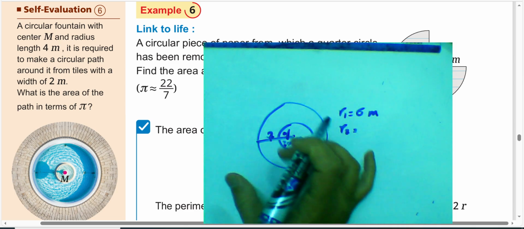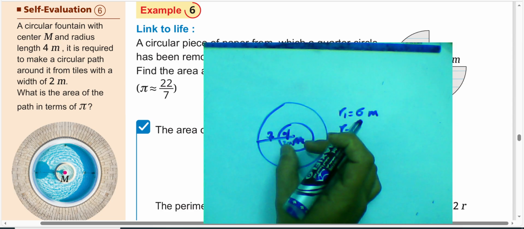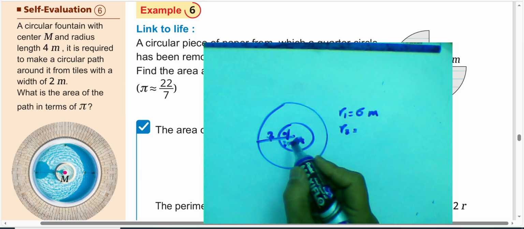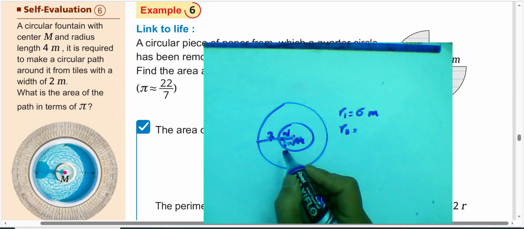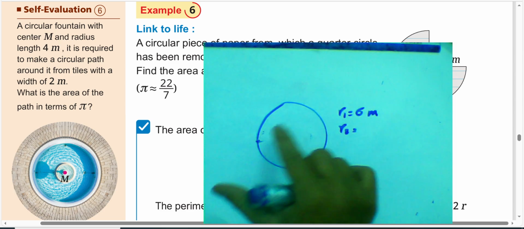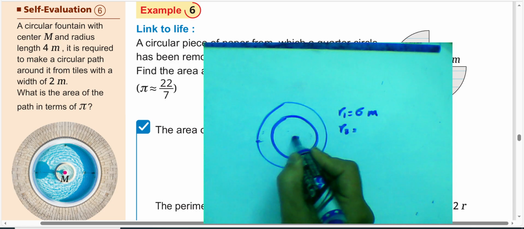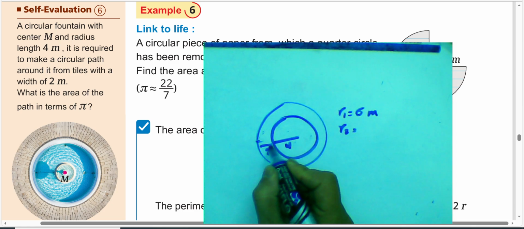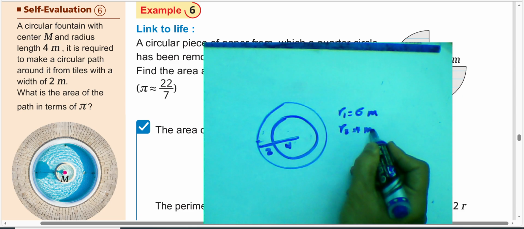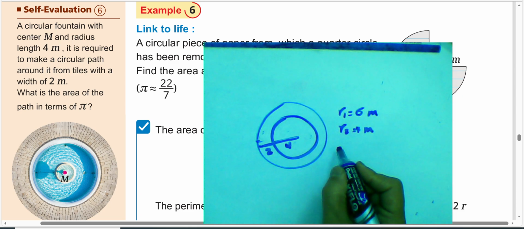Again, circular fountain with center M, radius 4 meters. This 4 meters, the length here 4 meters. You can see it's greater. Look at here, about the drawing: this 4 meters and here 2. Then radius 1 will be 6 and radius 2 will be 4 meters. We can find area 1 and area 2 and find the difference between them.